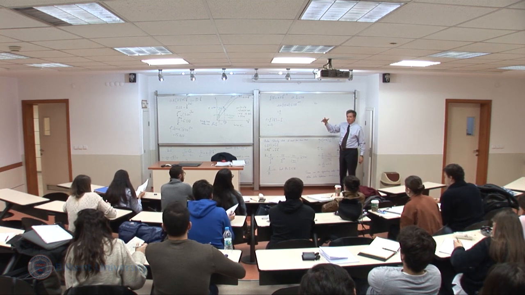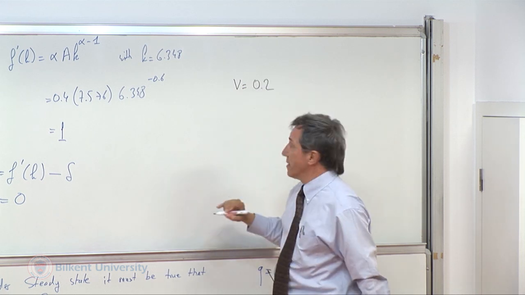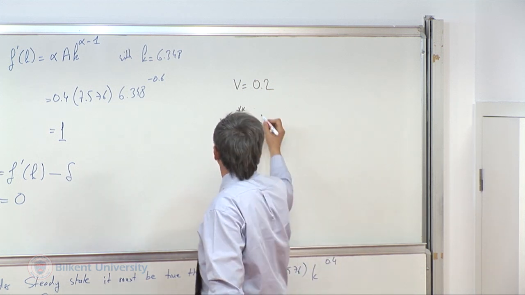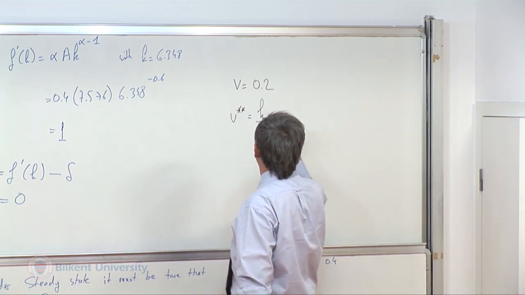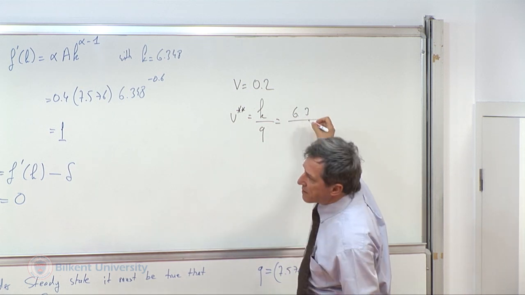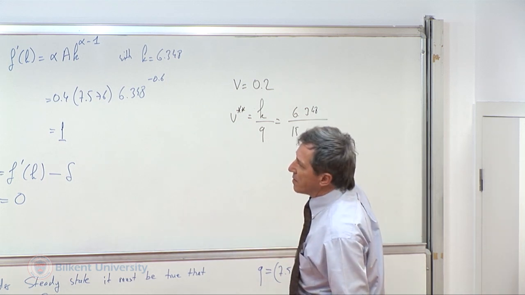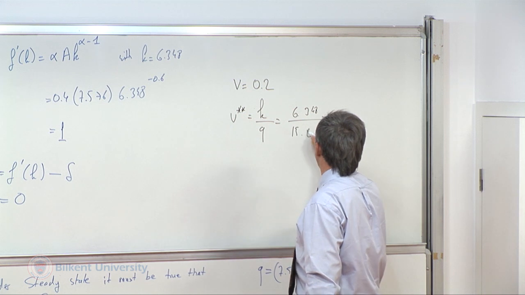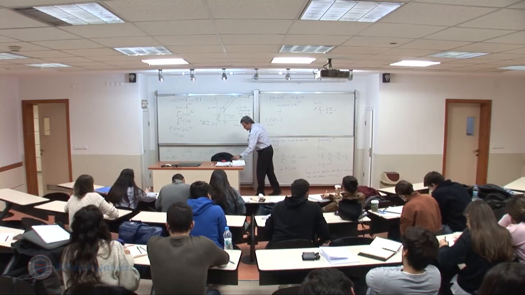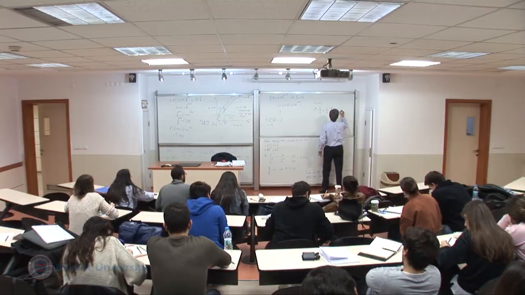What was it? It was 0.2 in the beginning. What is it now? K divided by Q, and this is 6.3, that number, divided by 15.867. This turns out to be 0.4.